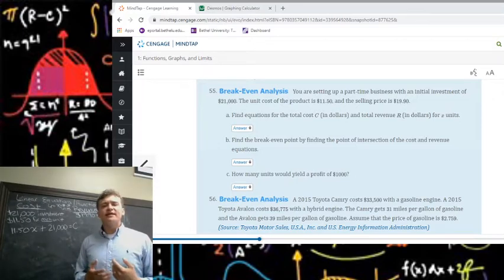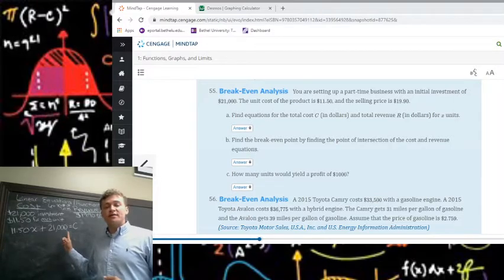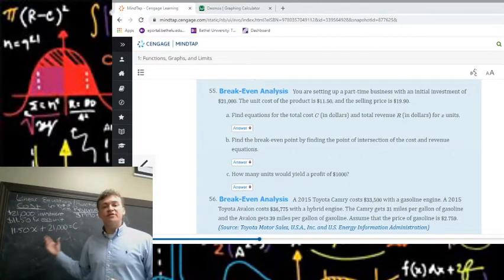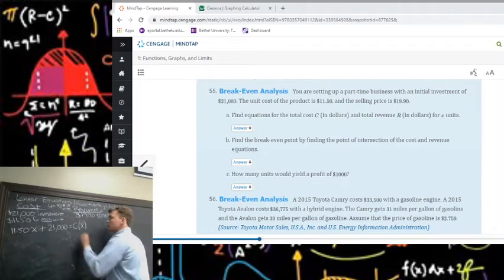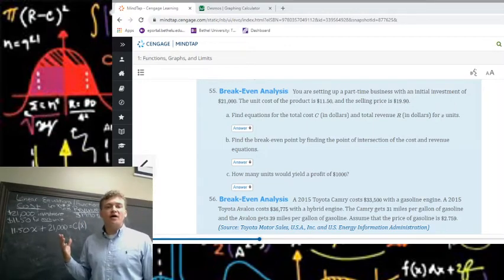And just to give you that idea, since we have been talking about functions, the cost depends on the number of units sold. So cost here, C, depends on X. So this is a function where C depends on X. So let's write this in function notation. C of X, right? Our cost function depends on the number of units sold.